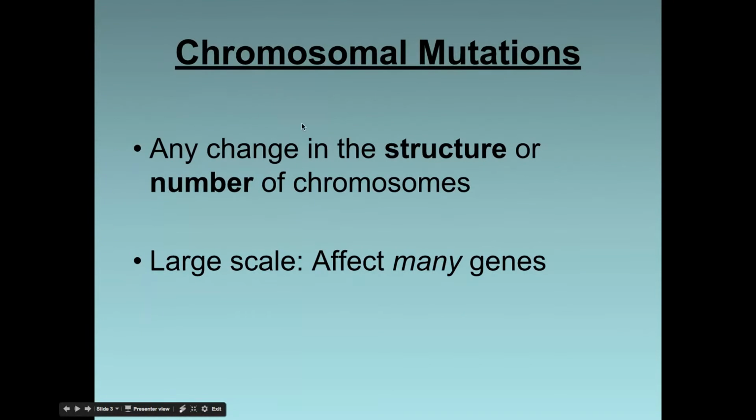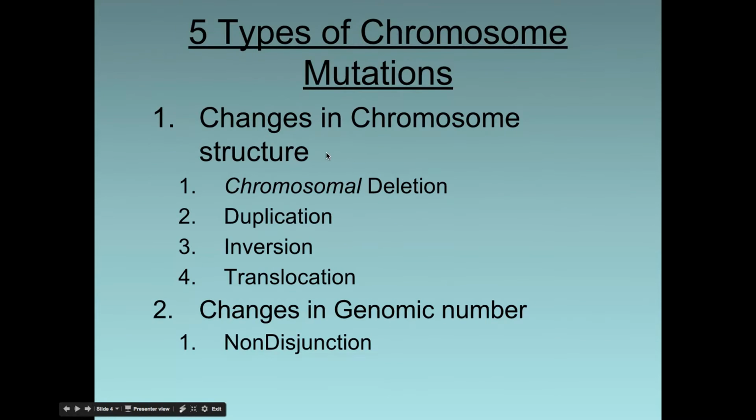So we're going to talk about when these chromosomes, the entire chromosome, gets mutated. A chromosomal mutation is a change in the structure or number of chromosomes. And these mutations generally have large scales of effects. They affect many genes at one time. So they generally affect the traits of many different parts of your body all at once. And we'll see some examples of that.